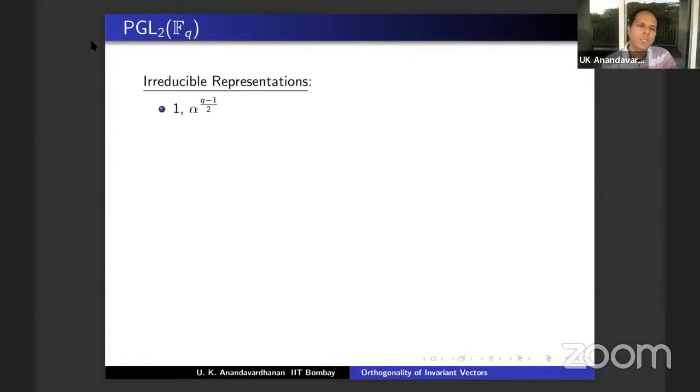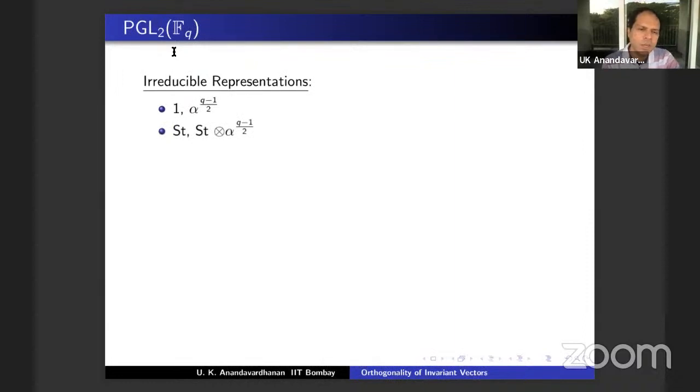And here are all the representations of PGL2(Fq). There are two one-dimensional representations. You take a character of Fq star, which will be of order q minus 1, and you take the power (q minus 1)/2. So this will be an order 2 character, and this order 2 character can be thought of as a character of this group also. So there are exactly two one-dimensional characters, one-dimensional representations.